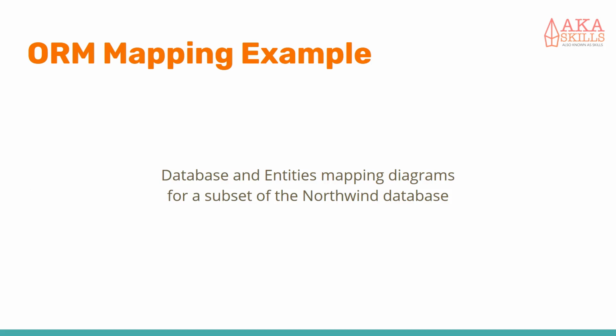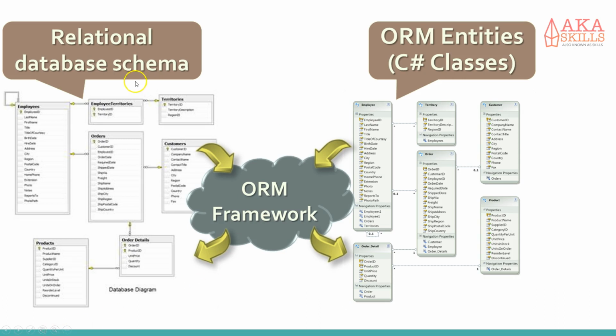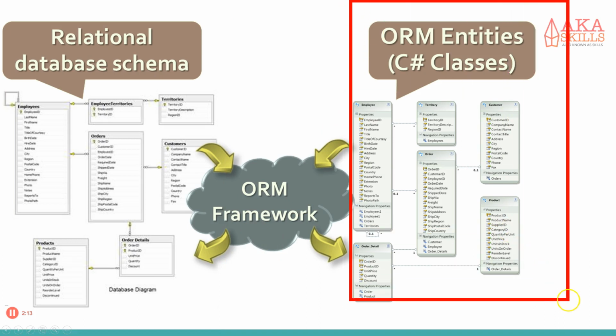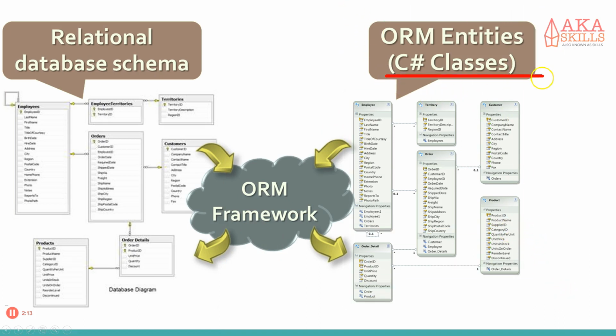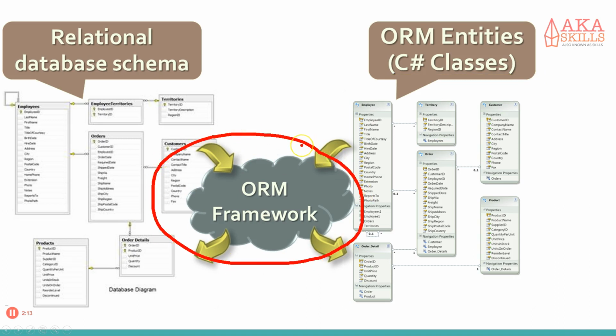Now let's see a mapping example, and we'll see database and entities mapping diagrams for the Northwind database. The Northwind database comes by default when you install Microsoft SQL Server on your Windows. On the left side we can see the relational database schema, and on the right we have ORM entities, which are C# classes. In the middle is our ORM framework.